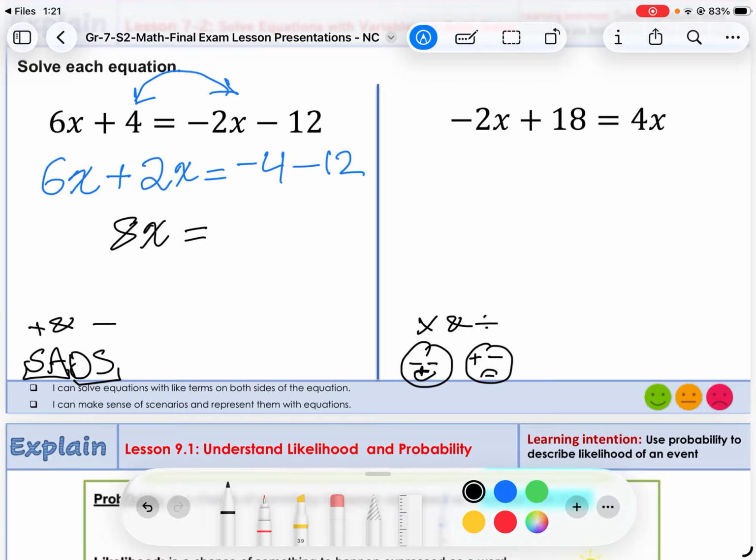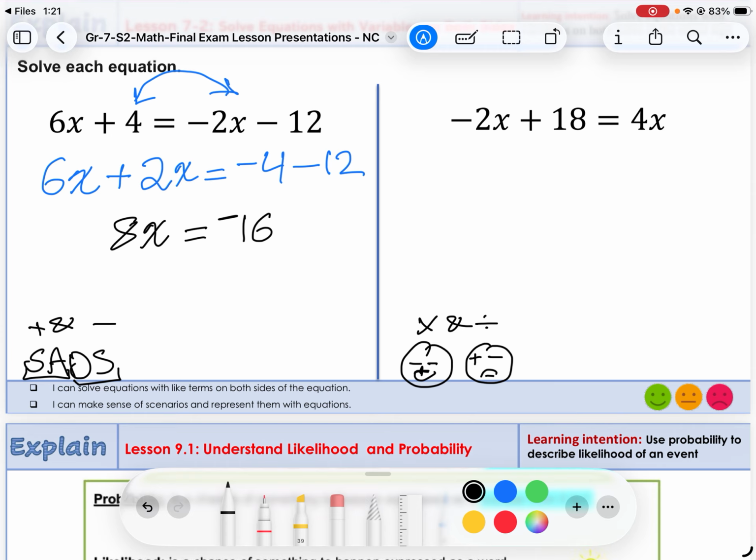Okay, now as you can see, 4 is negative, 12 is negative. So what are we going to do? We will add them. So 12 plus 4 will be 16, and the sign will be negative. Again, same sign, add and keep the sign. Okay, now the second step will be just to isolate the variable.